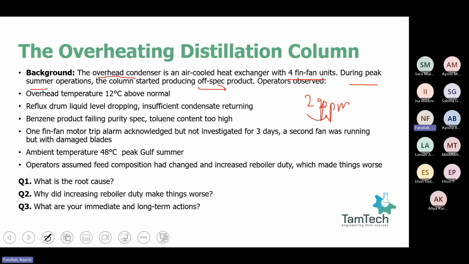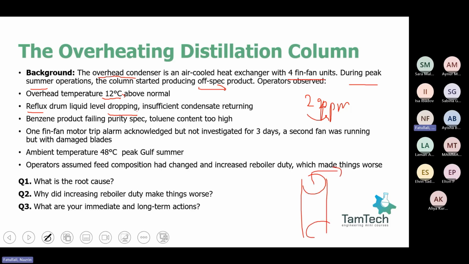So basically, it means that the column started producing off-spec product, out of operational range. And operators observed that the temperature here is 12 degrees above normal temperature. Reflux drum level is dropping. You know what is the reflux drum?